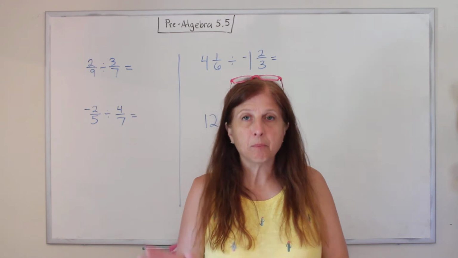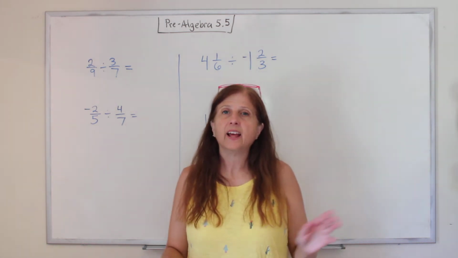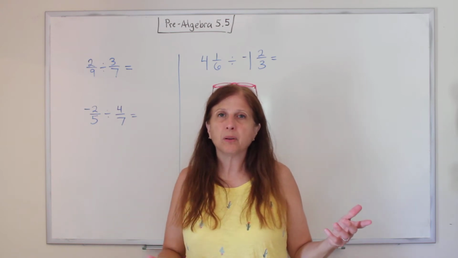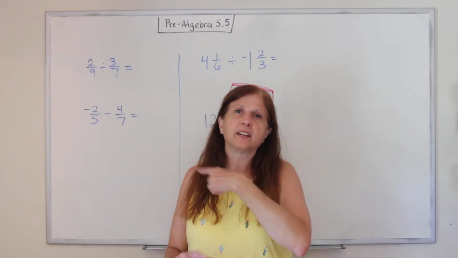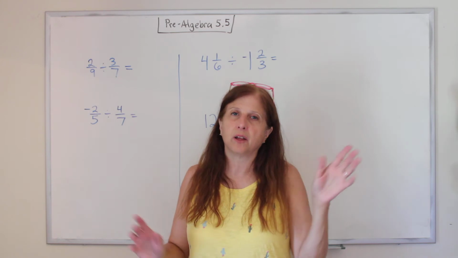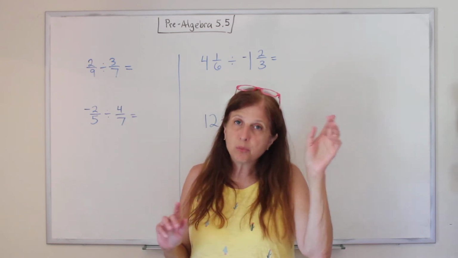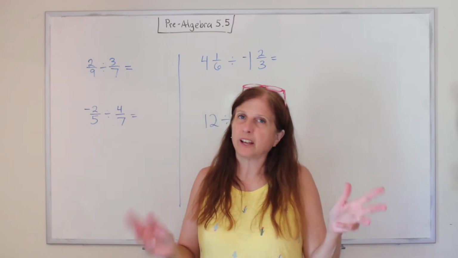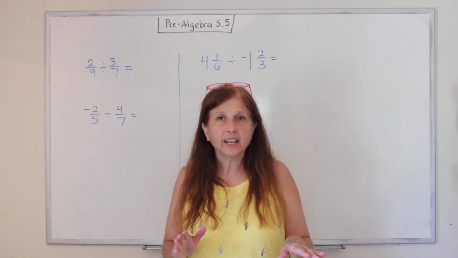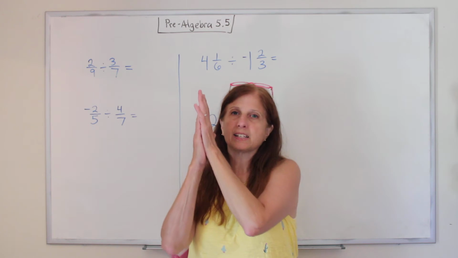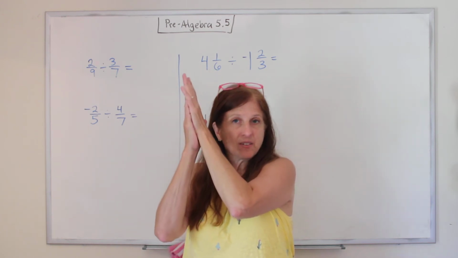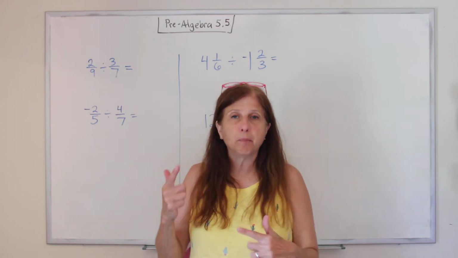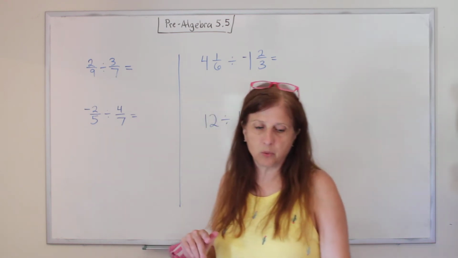Now, remember with adding and subtracting, they have to have the same denominator, so they're hard. But with multiplying, it was real easy. You just had to multiply across the numerator, multiply across the denominator. You can cancel stuff out and make it even easier. Well, dividing is the same as multiplying, except you get to flip it. So to divide a fraction is to flip it and multiply. Let me show you what I mean.